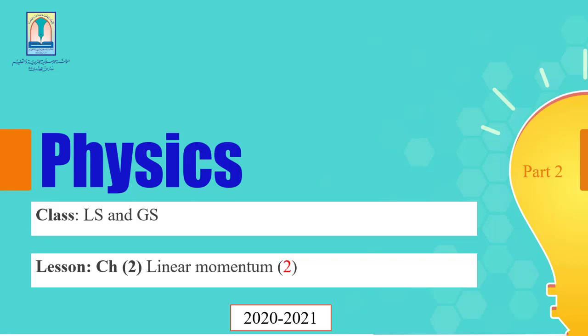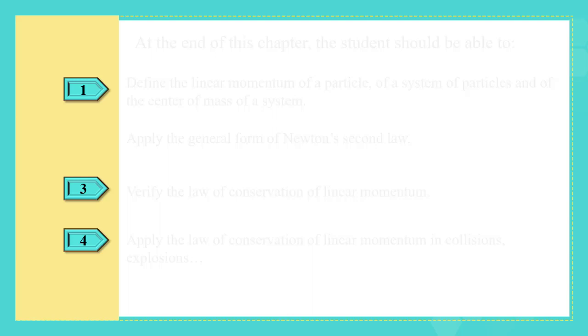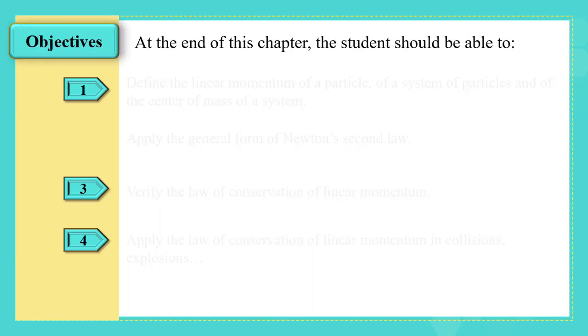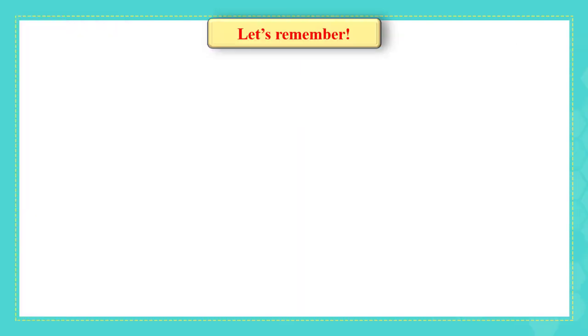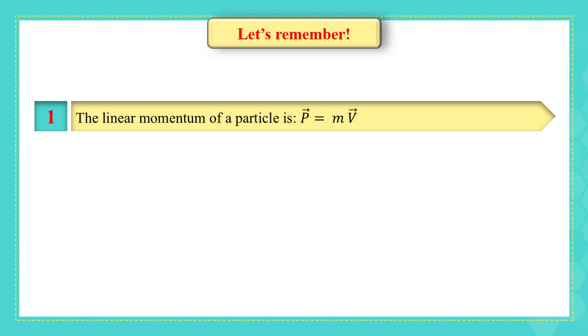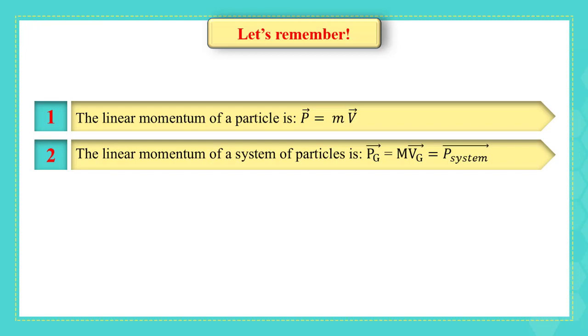Hope you have studied the first part very well. At the end of this video, you're going to be able to apply the general form of Newton's second law. Let's remember what we took in the first video. We said that the linear momentum of a particle is p vector equals the mass times v vector. The linear momentum of a system of particles is p vector g equals m vg, which is the linear momentum of the system of particles.